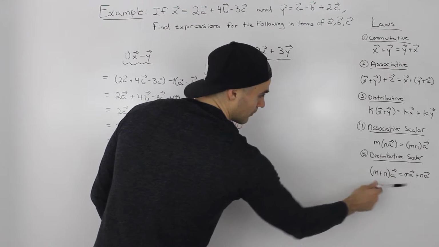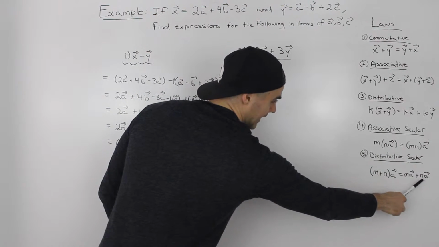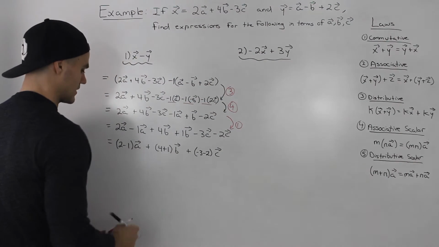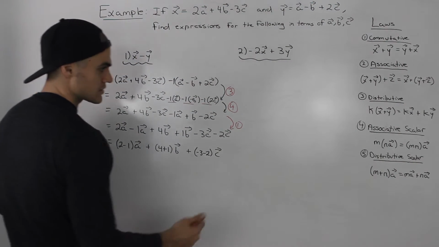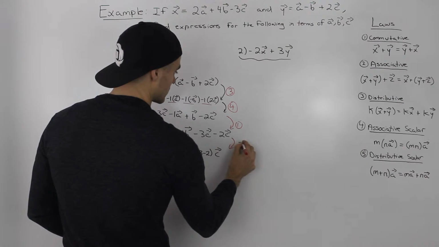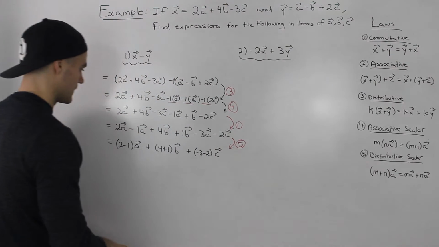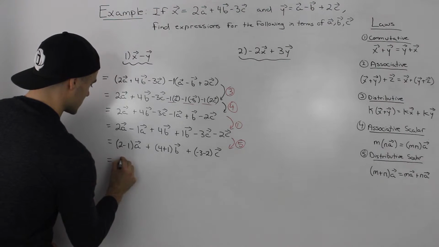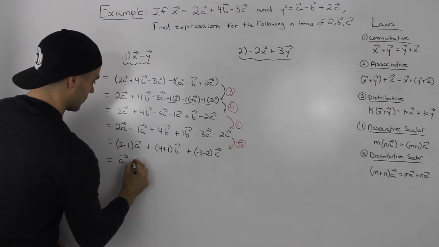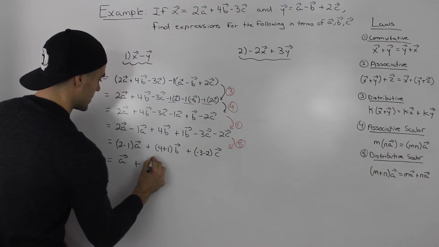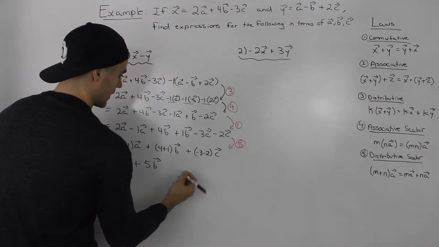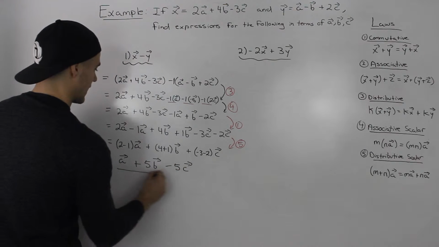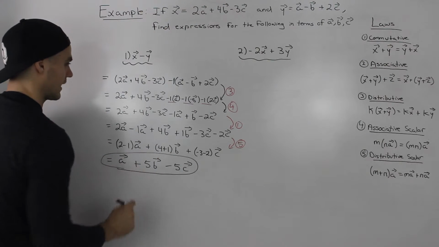We kind of went backwards. So we had MA plus NA, and then we factored out an A, and we were left with M plus N. So that's all we did in this line here. In this line, we used law number 5. And then just adding the scalars in the brackets, 2 minus 1 is just 1, so we could just write that as A. 4 plus 1 is 5B. And then negative 3 minus 2 ends up being negative 5C. So that ends up being our final answer.